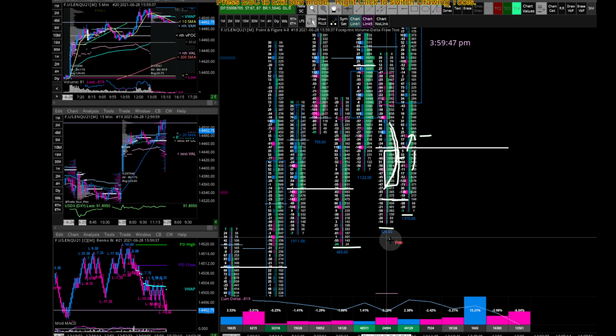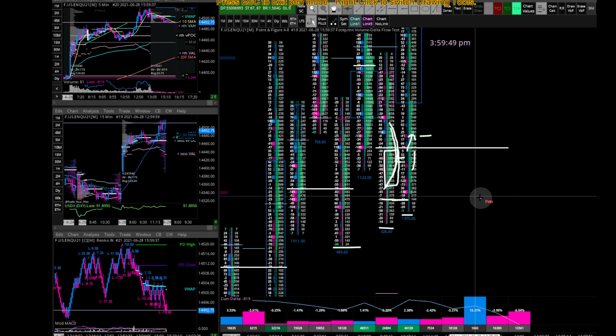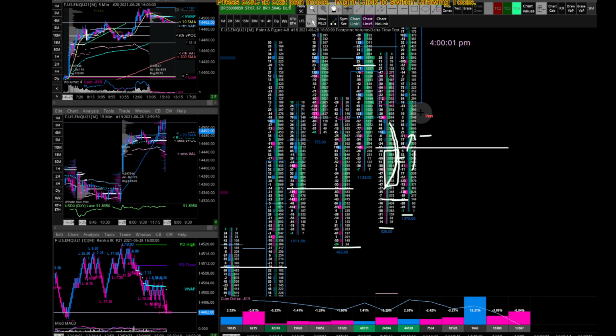So maybe down in here. So 68, with a, I don't know, 6 or 7 point stop, right? The smaller your position size, the wider your stop, right, to give it some breathing room. And then you can see what happened here.